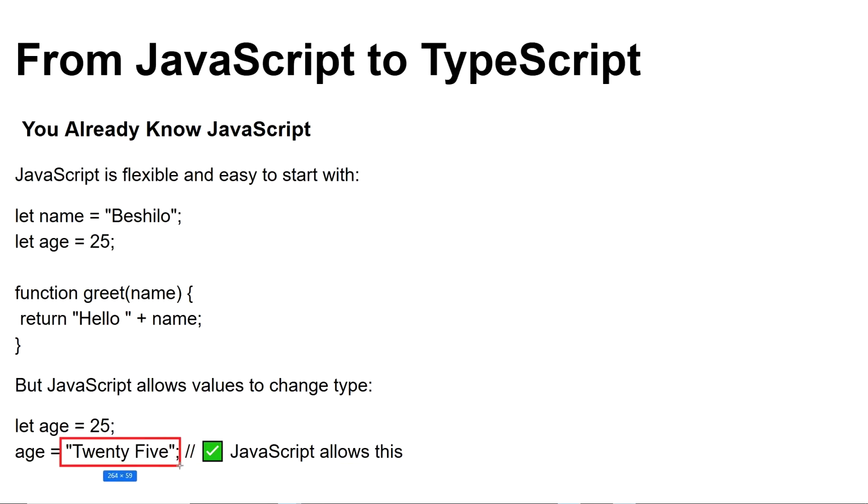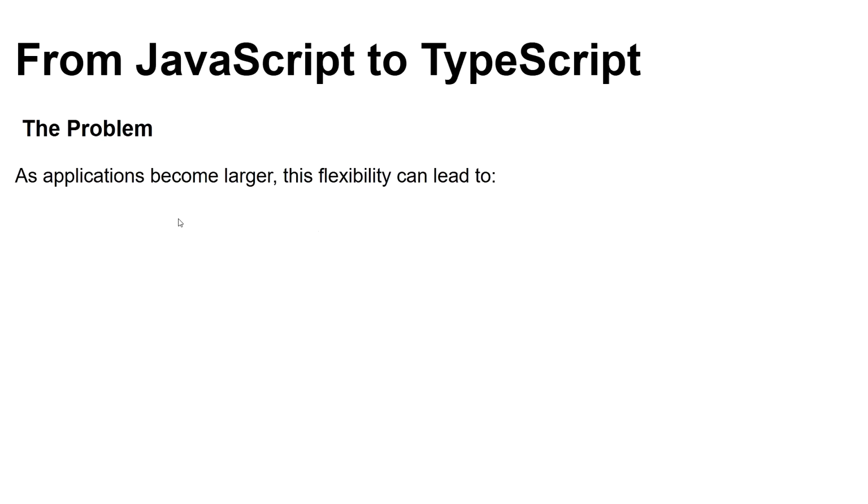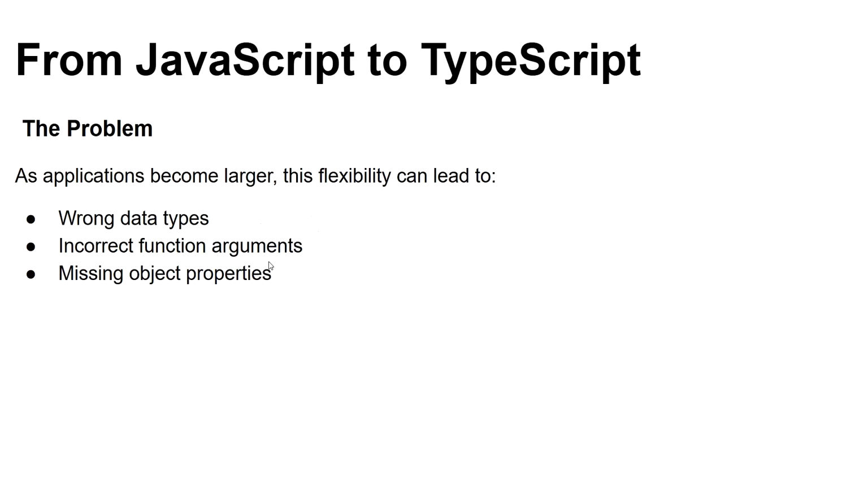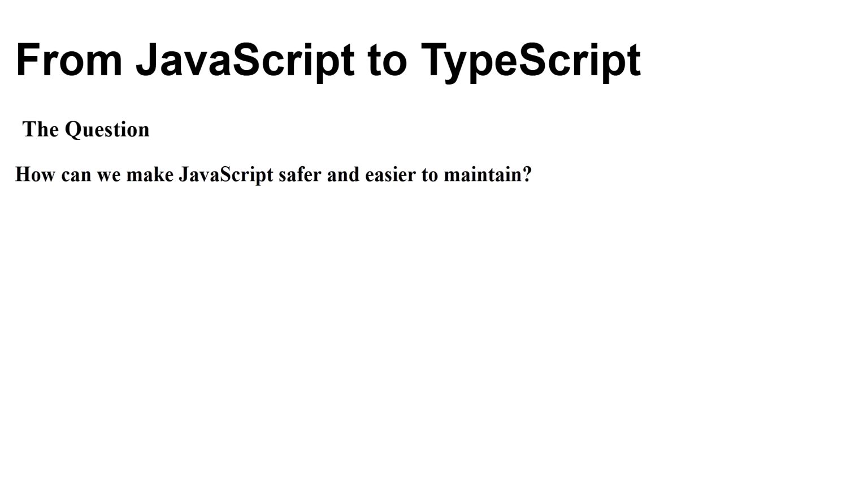This flexibility is nice for small scripts, but as our project gets larger and larger, it creates a mess and can cause our project to crash. So the problem is, as an application becomes larger, this flexibility can lead to wrong data types, incorrect function arguments, missing object properties, difficult refactoring, and hard-to-maintain code. So the question is, how can we make JavaScript safer and easier to maintain? The answer is to use TypeScript.